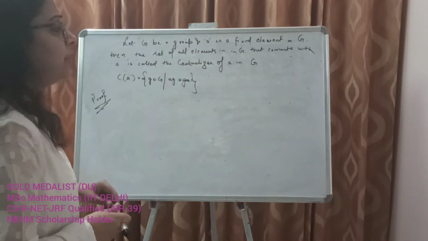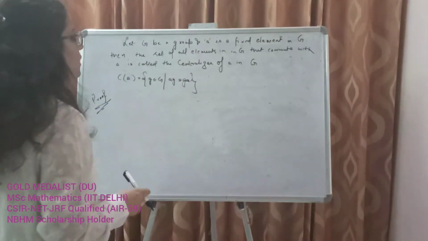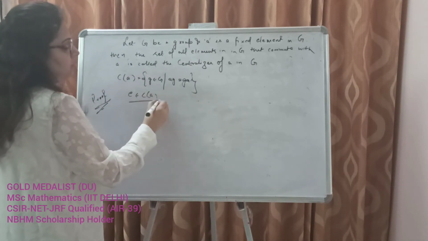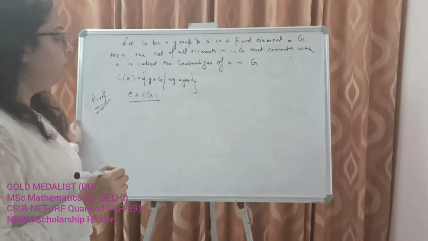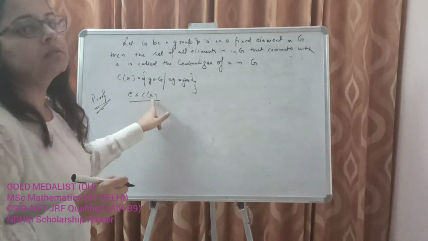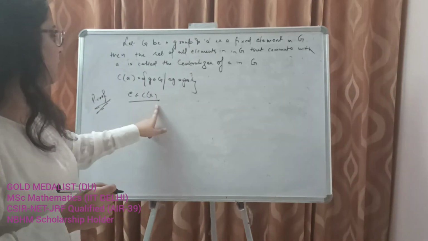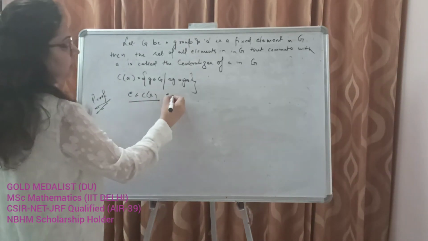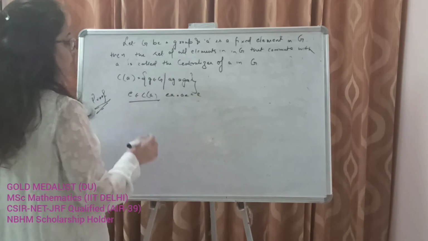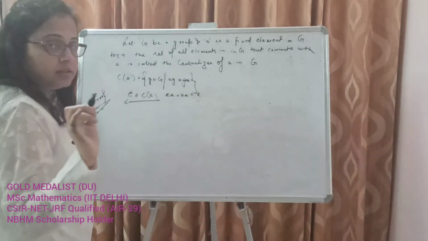We need to prove that it is non-empty, correct? Identity belongs to CA. It is very important to prove that identity belongs to the centralizer of A, because E into A is A into E is E, right? Now this identity is the same as the identity of the group.